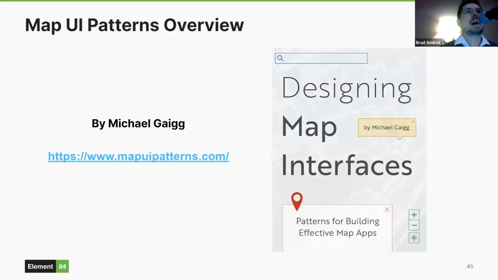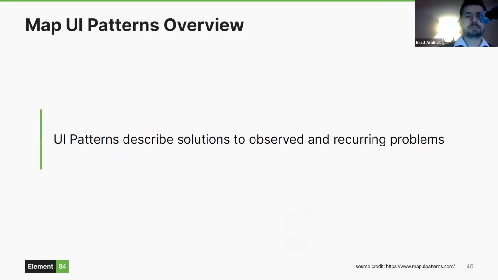So map UI patterns, I want to introduce that here for anybody that hasn't heard of it before. It's a book as well as a website by Michael Geig. He currently works for Esri, I believe. I have no official affiliation with Esri. I point out this book because the website has the same content of the book, open source for free, if you care to look through it. It's really, really valuable, the information that he presents in here, and that's some of the things that I'm going to present here to you today.